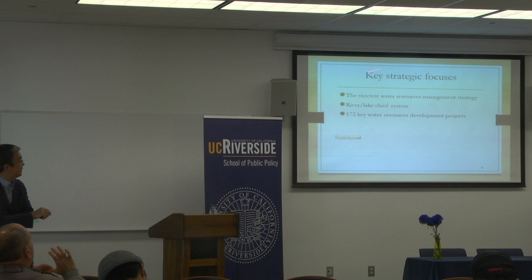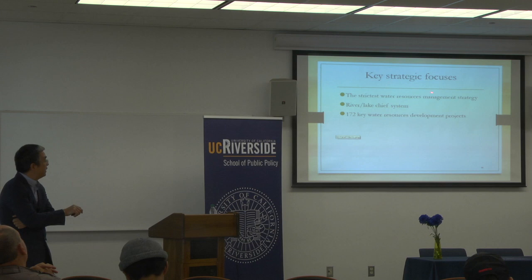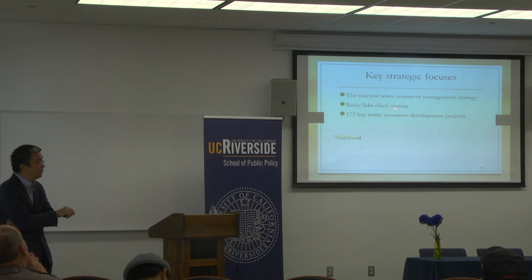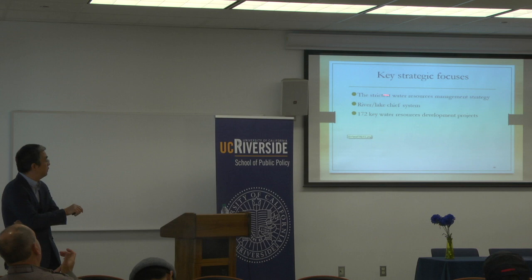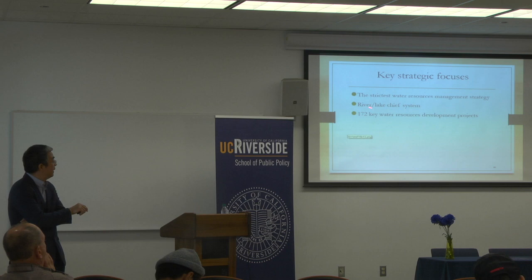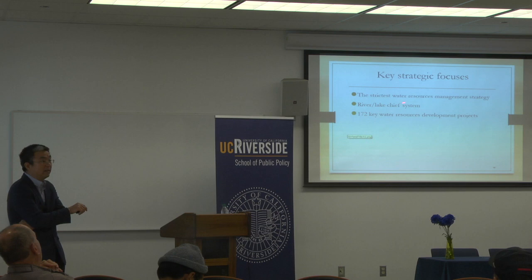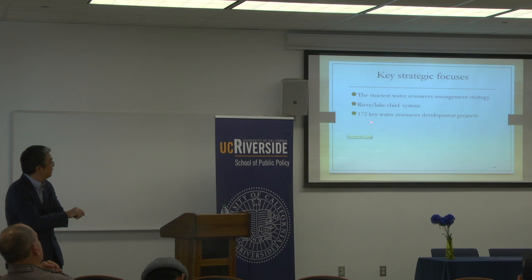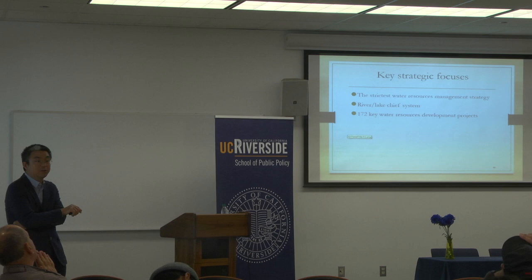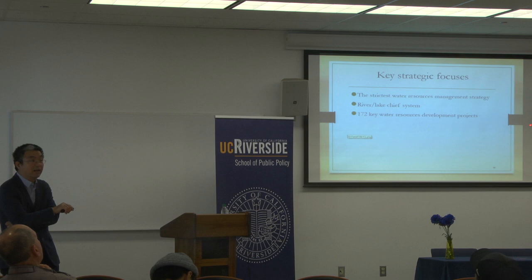And then the second one, the river chief system. That means the leader of the government will serve as a river chief or lake chief. It covers all the rivers in China. So it's a more administrative system, which means we will increase the importance of water issues. The third one is about water resource development projects, 172 key projects all over the country. That's the infrastructure development, which will increase water supply by about 30 billion cubic meters a year.